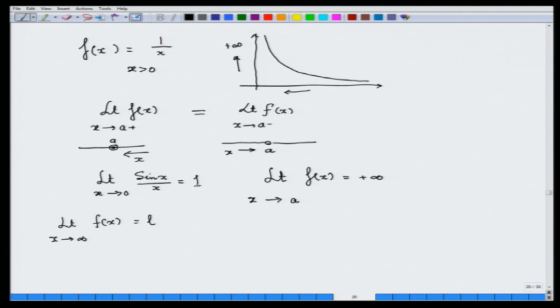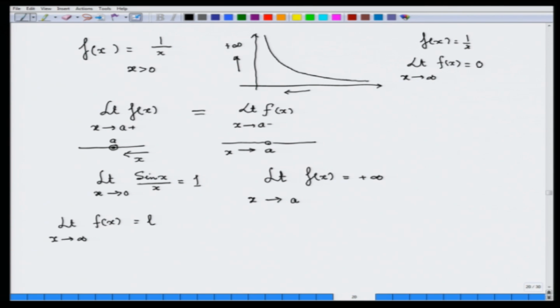Here it means as x becomes bigger and bigger and bigger, the function value approaches L. For example, if you look at this function f(x) = 1/x and you say limit of f(x) as x tends to infinity, what does this mean? It means that as I am increasing the value of x, where does the function value go? Here it goes down and down and goes to 0. So, this is a fact you have to keep in mind, you have to remember.